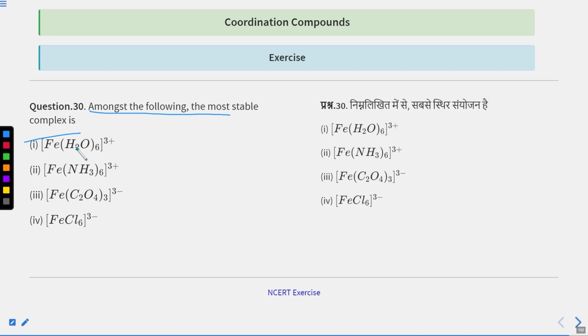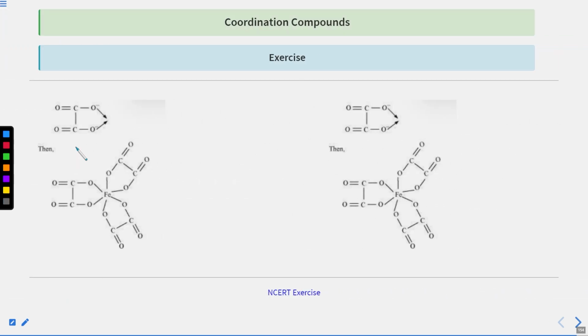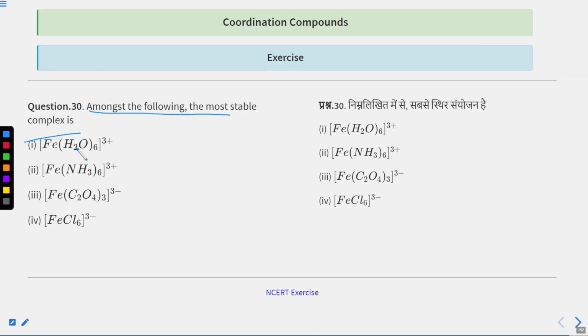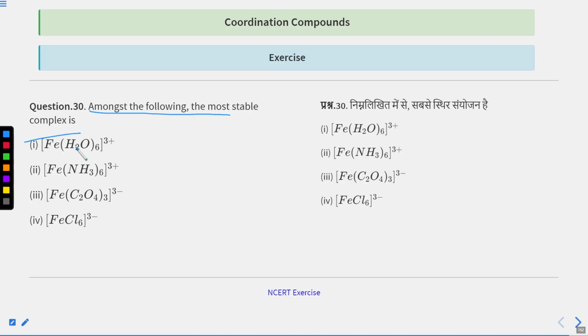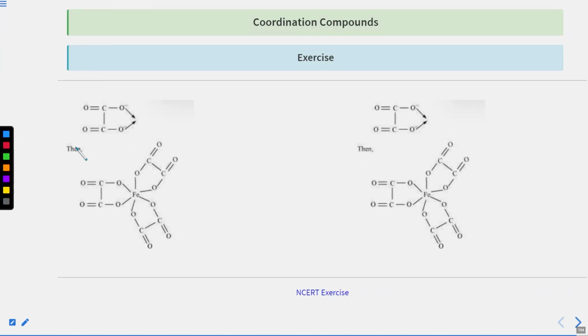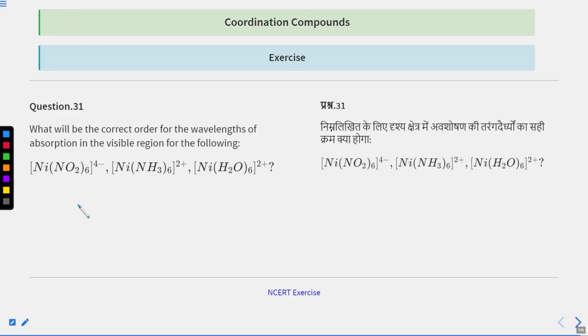Next is, among the following, the most stable complex is which one? The one with the greatest CFSE is the most stable. So we'll find the CFSE of each of these. But you will find that some of these will have the same CFSE. Then it will totally depend upon the chelate effect. Since C2O4 can show a chelate effect, you can see formation of a ring is taking place, and hence this will be the most stable one.